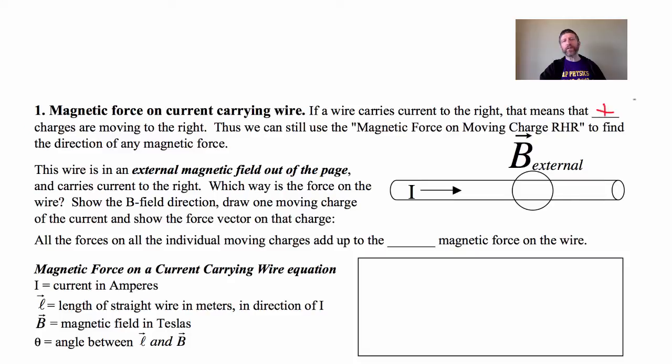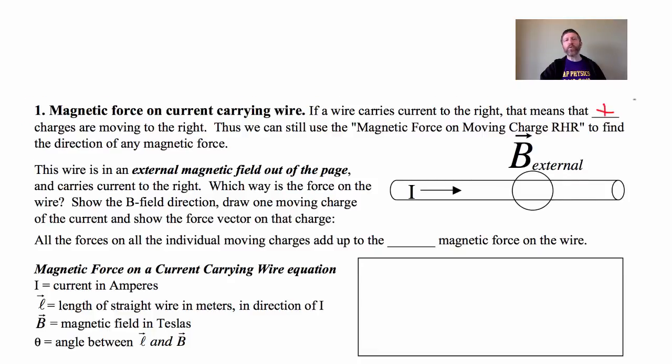So this wire is in an external magnetic field that's pointing out of the page. So out of this page here is a magnetic field that's caused by something else. Could be a magnet, could be the Earth's magnetic field, and the wire carries current to the right. The question here is, which way is the force on this current carrying wire?